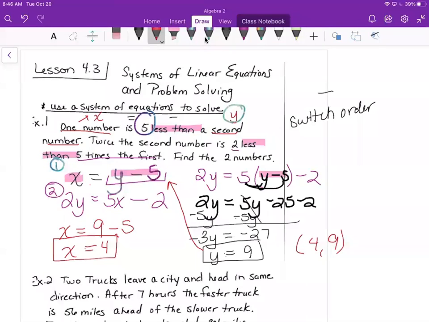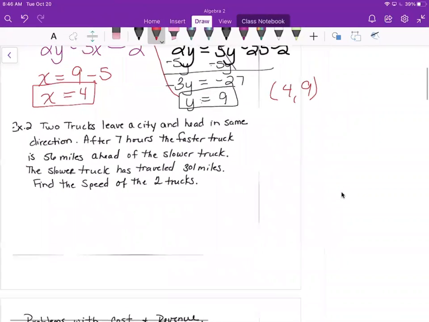All right, so that was our first type of word problem, where you're given equations in words. Now, a lot of times you'll see word problems that deal with distance and time. So if we look at example 2, let's read what it says first.